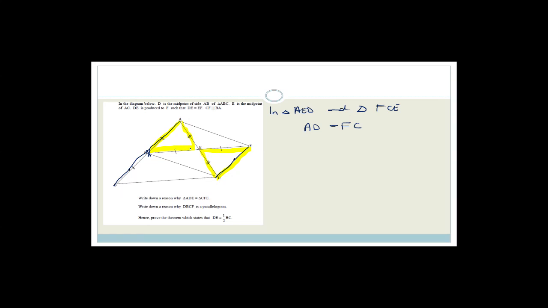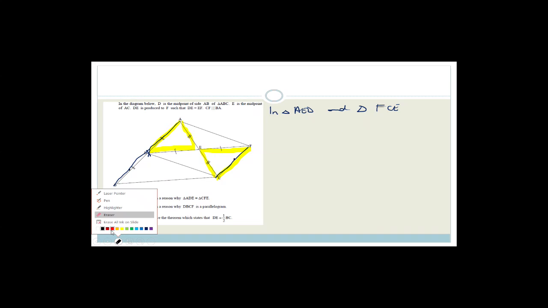Did they not tell us that? They tell us that DE is equal to EF. Oh no, they haven't told. Oh yes. They didn't tell us that. Sorry, I can't assume that. So let me just erase that. I thought they told us that. Okay, so this is easy anyway.